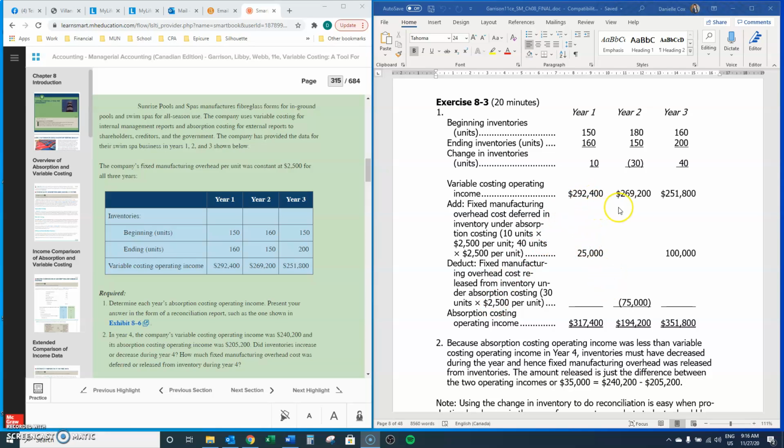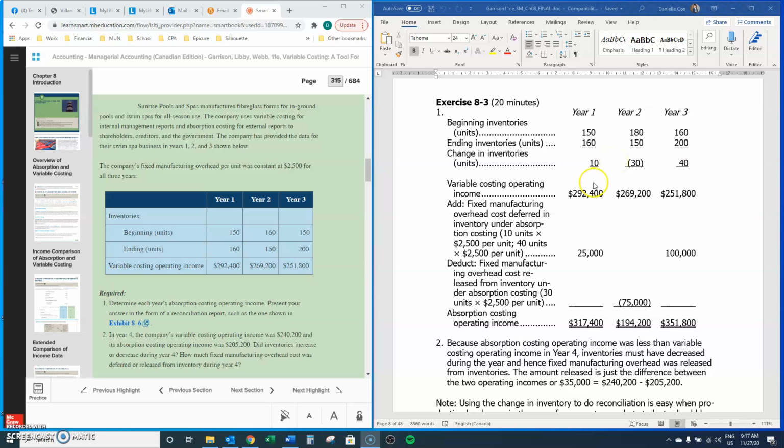So here we're given variable costing income, so you're going to put that in. Then we're going to look at our inventory for each year. We're told in year 1, beginning inventory was 150, ending inventory was 160. So what happened to our inventories? Inventory got bigger. It grew by 10.